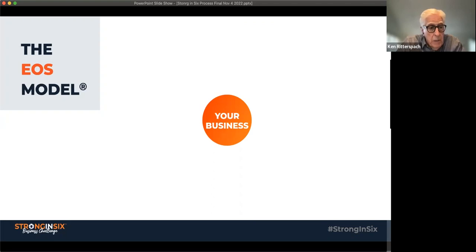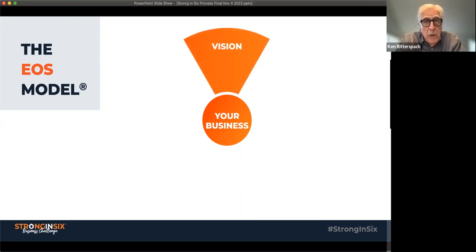And it was conceived and designed and created by Gino Wickman, because his discovery was most entrepreneurs worry about way too many things at the same time. And to the degree that you can focus on just 6 key components of your business, to that degree, you'll be much more successful. And so those 6 components start with a vision component. The vision component is exactly what the name implies. It's all about where you're going as a company and how you're going to get there.